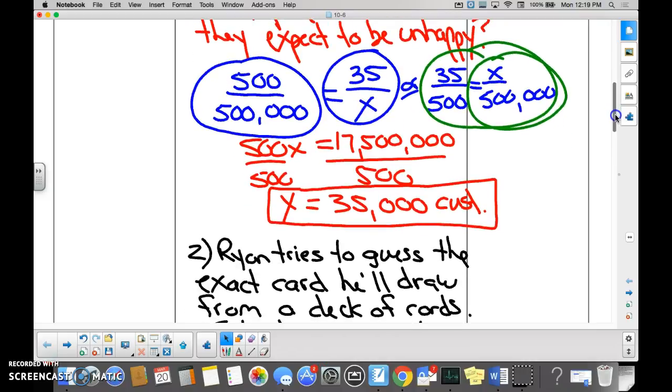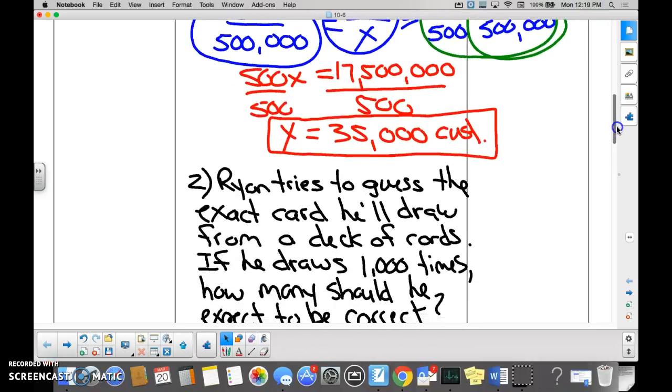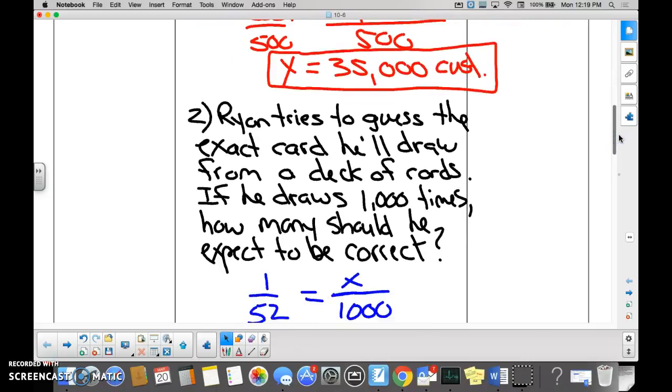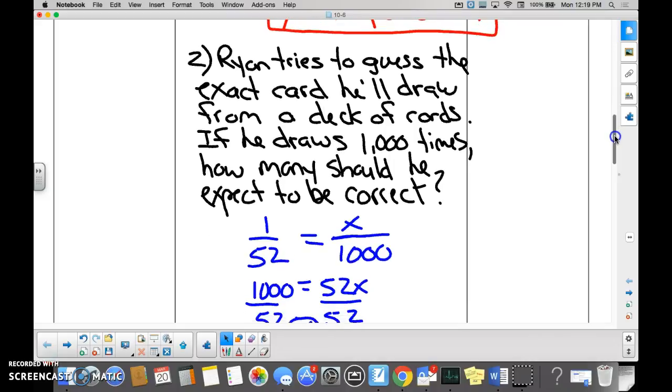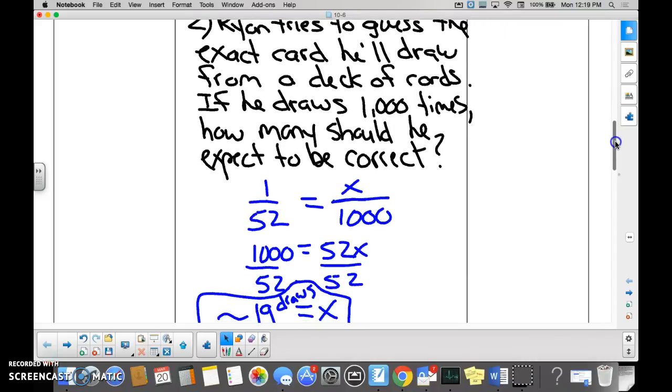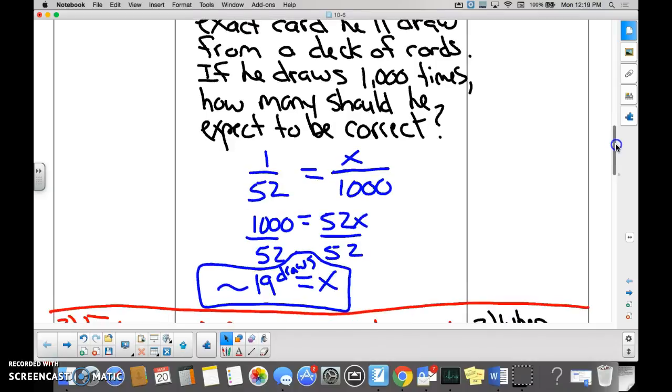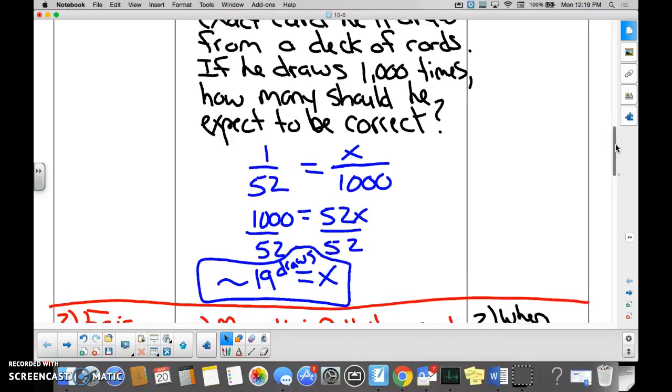Number 2 is very similar in the fact that we're trying to figure out how many times Ryan would correctly guess the card he was going to draw if he drew a card 1,000 times. So he has a 1 out of 52 chance of guessing correctly. If he did it 1,000 times, he would guess it about 19 times.